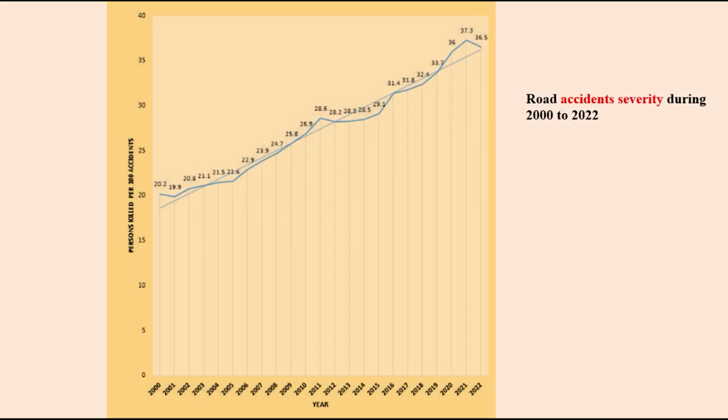Then there is the accident severity, which is increasing. This is deaths per 100 accidents. On average now, 36 to 37% died out of 100 accidents. So it is a reasonably high number, and that is still going up.